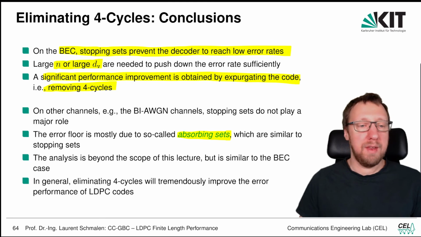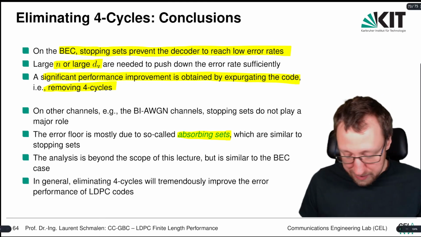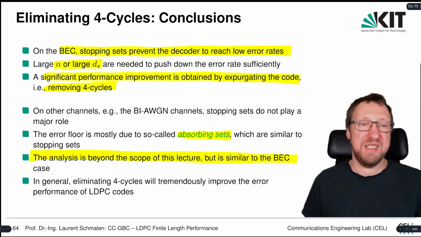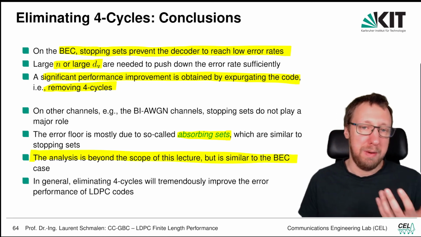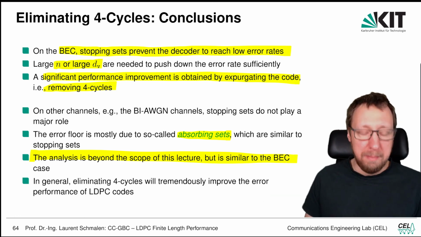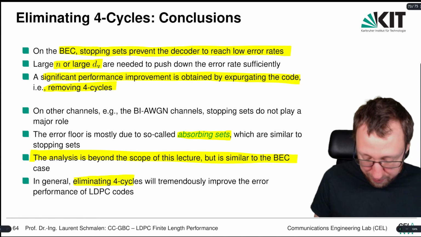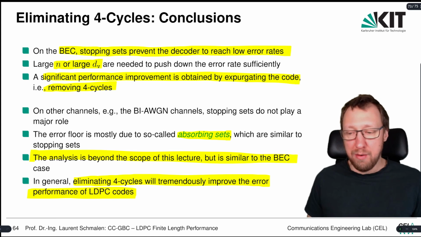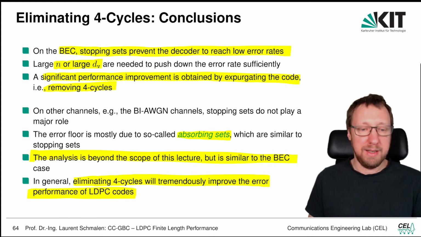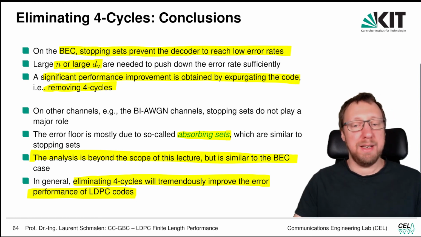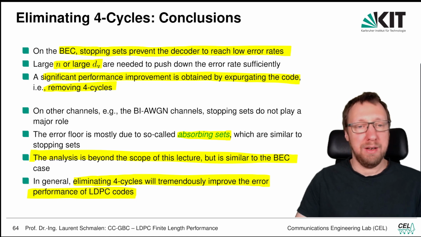Now the analysis of absorbing sets is beyond the scope of this lecture, but it's essentially very similar to the binary erasure channel case, slightly different. The main conclusion is that if we eliminate 4 cycles, this will tremendously improve the error rate performance of LDPC codes. That's the main takeaway. So removing and eliminating 4 cycles will tremendously improve the error performance of LDPC codes.